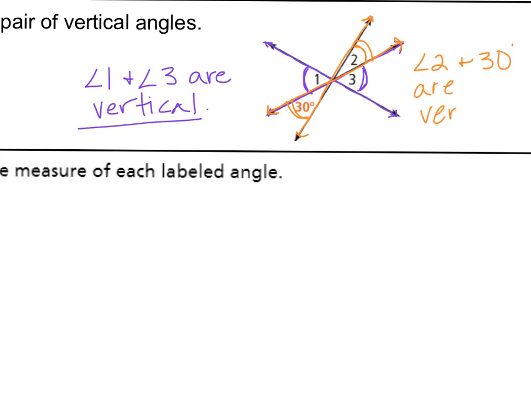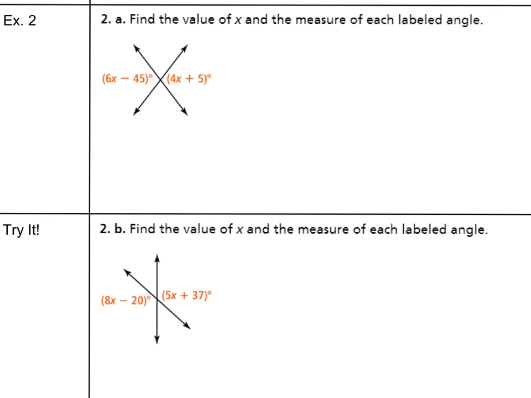I know it said we only had to name one pair, but I just wanted to let you know that there were 2 choices, and both answers are correct. In our next example, we're going to have some fun with algebra. It says find the value of x and the measure of each labeled angle.